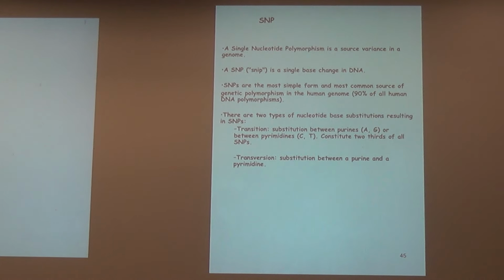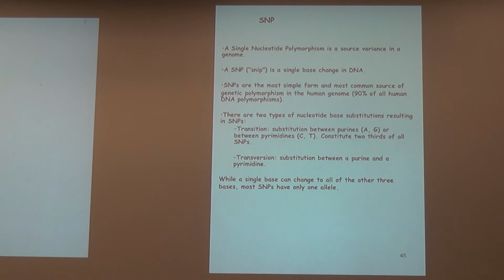And there are 2 types of nucleotide substitutions that can happen. You can have something where an A or a G is converted to a C or a T. Or you can have a purine converting to a purine, or a pyrimidine converting to a pyrimidine. Don't worry about the terminology, transitions and transversions. Nobody uses them very often these days.